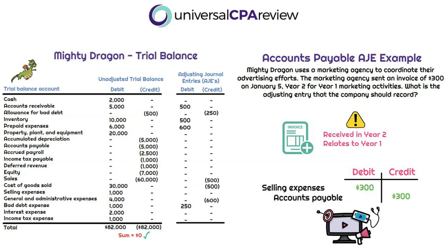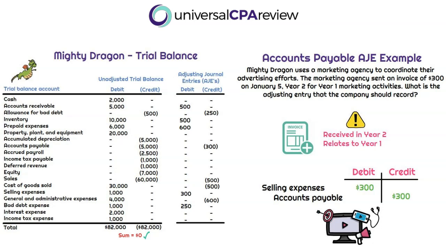So let's go ahead and plug it into our adjusting entries columns. Selling expenses, because we're increasing it, is going to be a positive 300 in the debit column. And then accounts payable, because we're also increasing accounts payable, is going to be a negative 300 in the credit column. So again, very, very common.